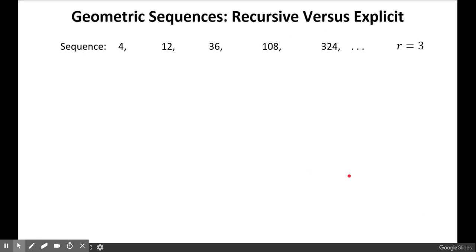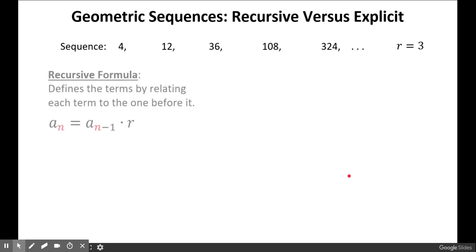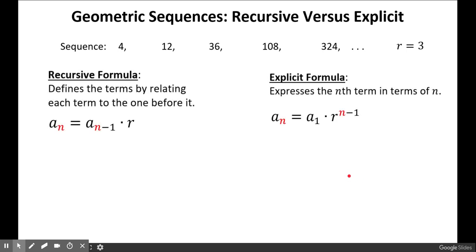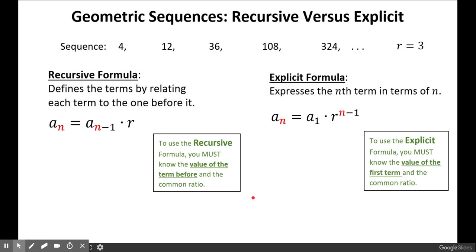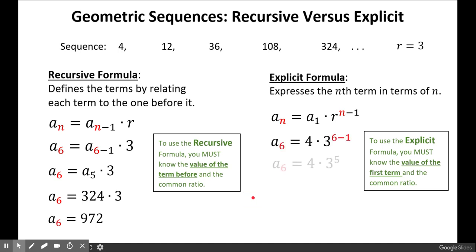In geometric sequences, we also have a recursive formula versus an explicit formula. The same as in arithmetic sequences, a recursive formula uses the value of the term before. In an explicit formula, we're using the value of the first term. Of course, for both of these, you need to know the common ratio. If we wanted to find the sixth term, we could use either of these formulas, and in this case the value of the sixth term is 972. But keep in mind, if you wanted to find, say, the 32nd term, you wouldn't be able to use the recursive formula because we don't know the value of the 31st term.